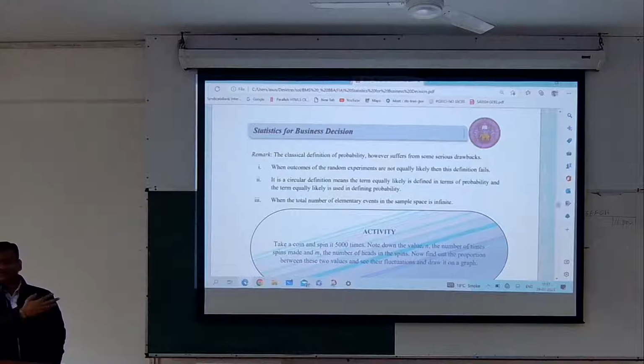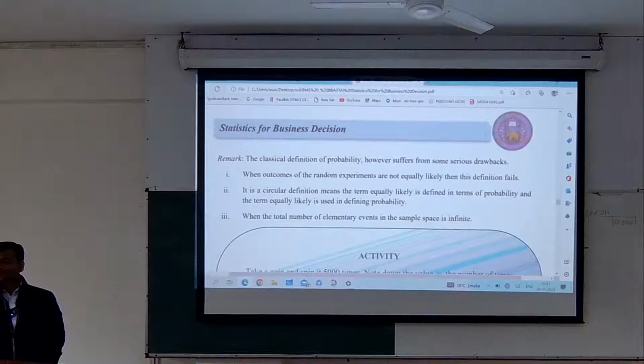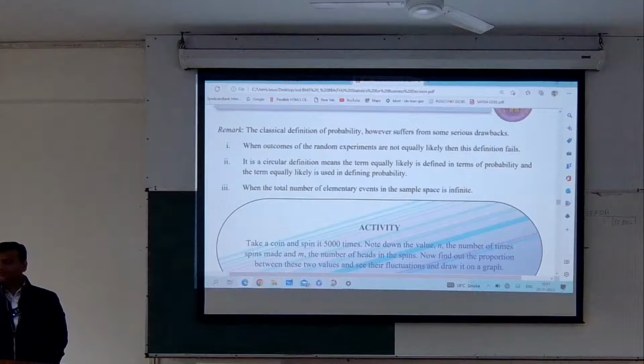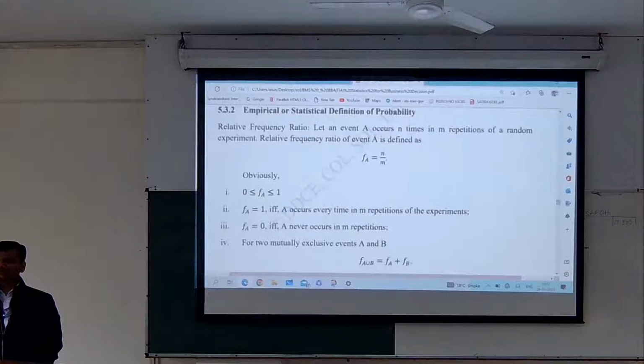So you can see the drawbacks of this: when outcomes of the random experiments are not equally likely, and the term equally likely is itself used in defining probability. And when the total number of elementary events in the sample space is infinite, both cases I already discussed with you. If it is infinite and not equally likely, then you have the problem with the definition. Therefore we have another definition of probability, which is statistical, or empirical definition of probability.